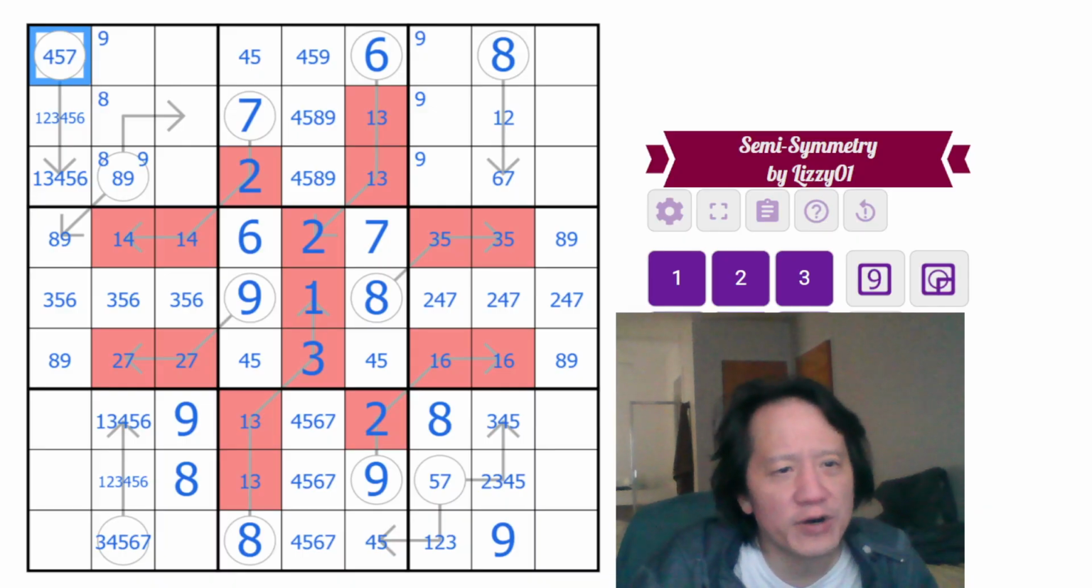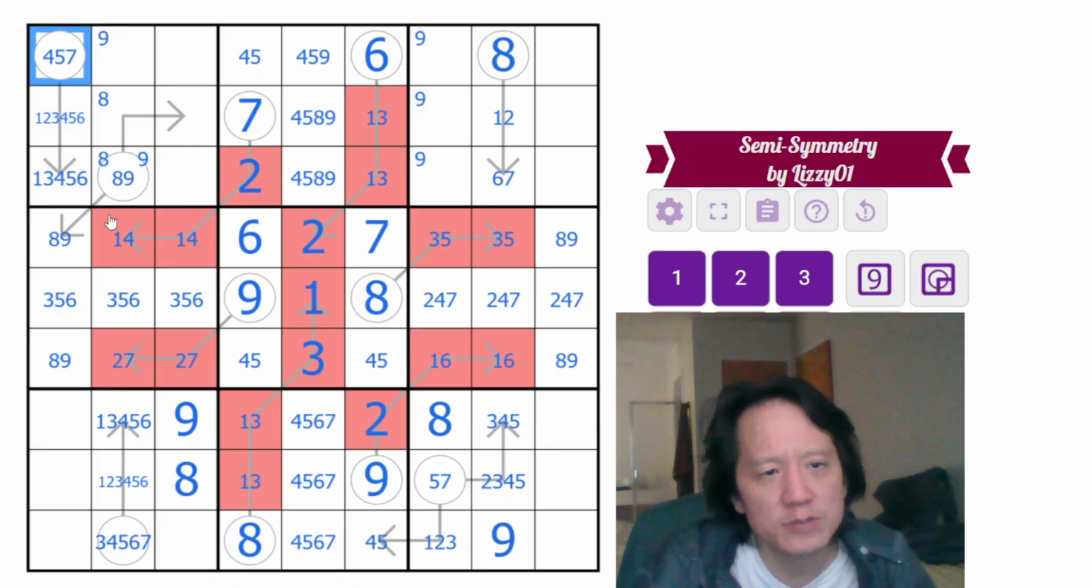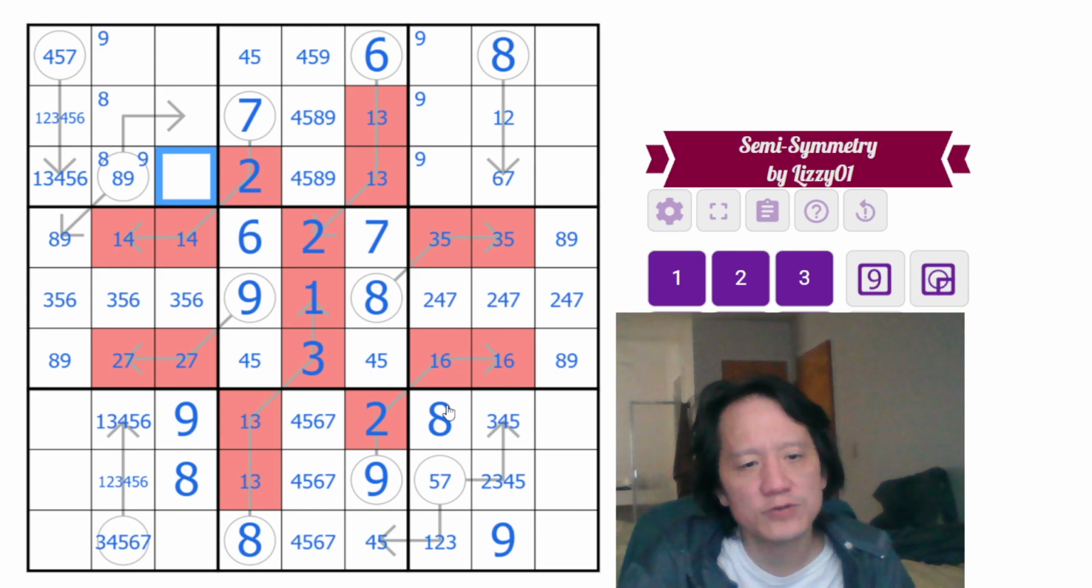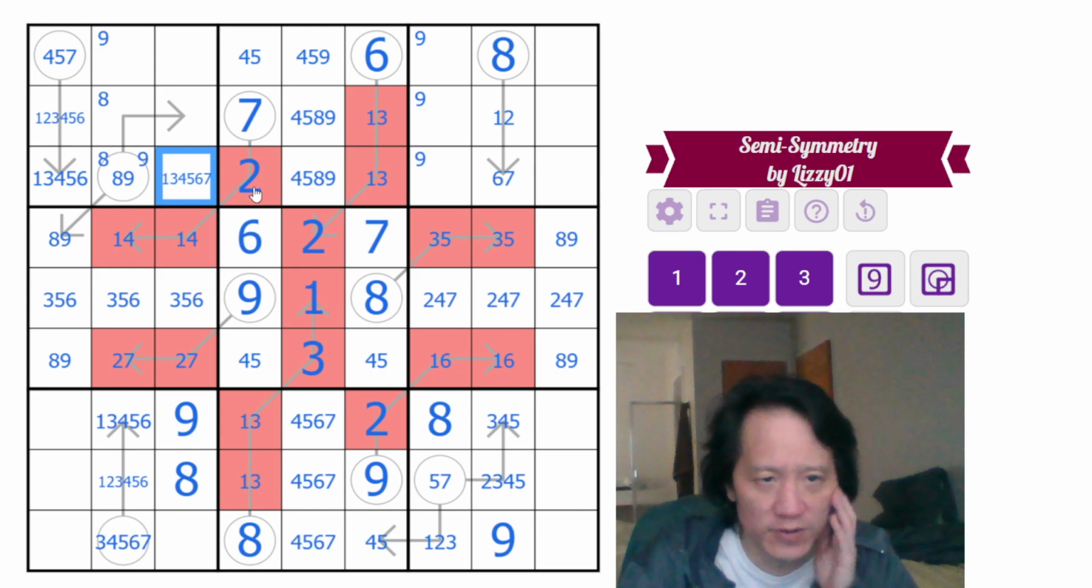We don't know about four though. It still could potentially be four. One, three, two, six, eight, right? This can't be two, eight, or nine. So this is one, three, four, five, six, seven.